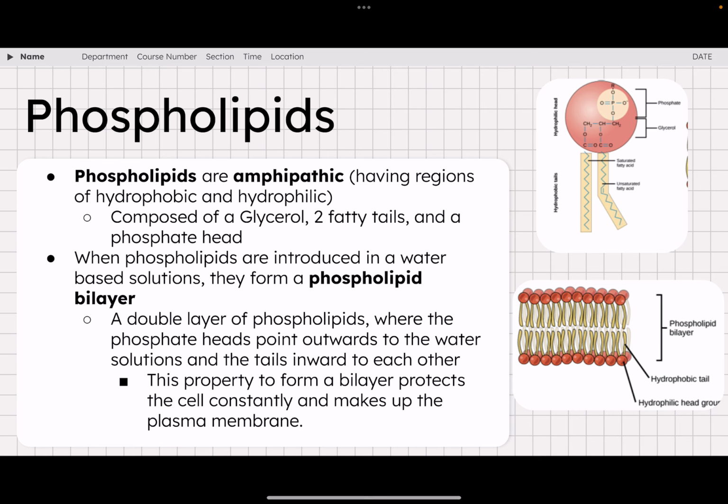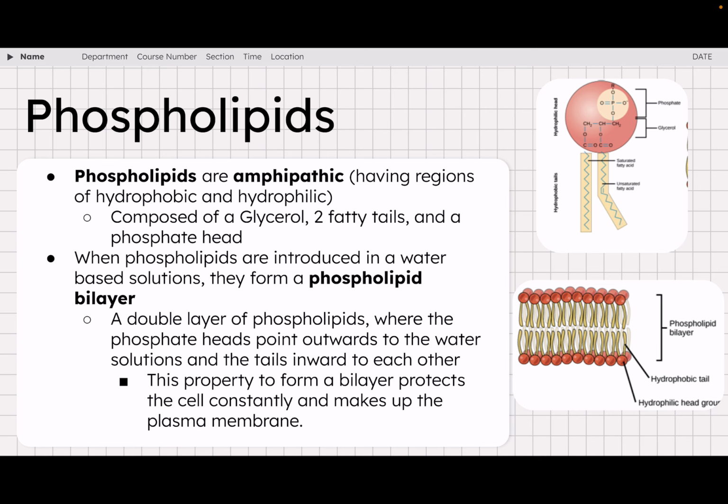Phospholipids. This is where we talk about the prime example for amphipathic molecules, right? Phospholipids are amphipathic, having regions of hydrophobic and hydrophilic. They're composed of glycerol, that red circle in the top diagram, two fatty acid tails, the two yellow parts, and a phosphate head, the smaller inner yellow circle in the red circle.